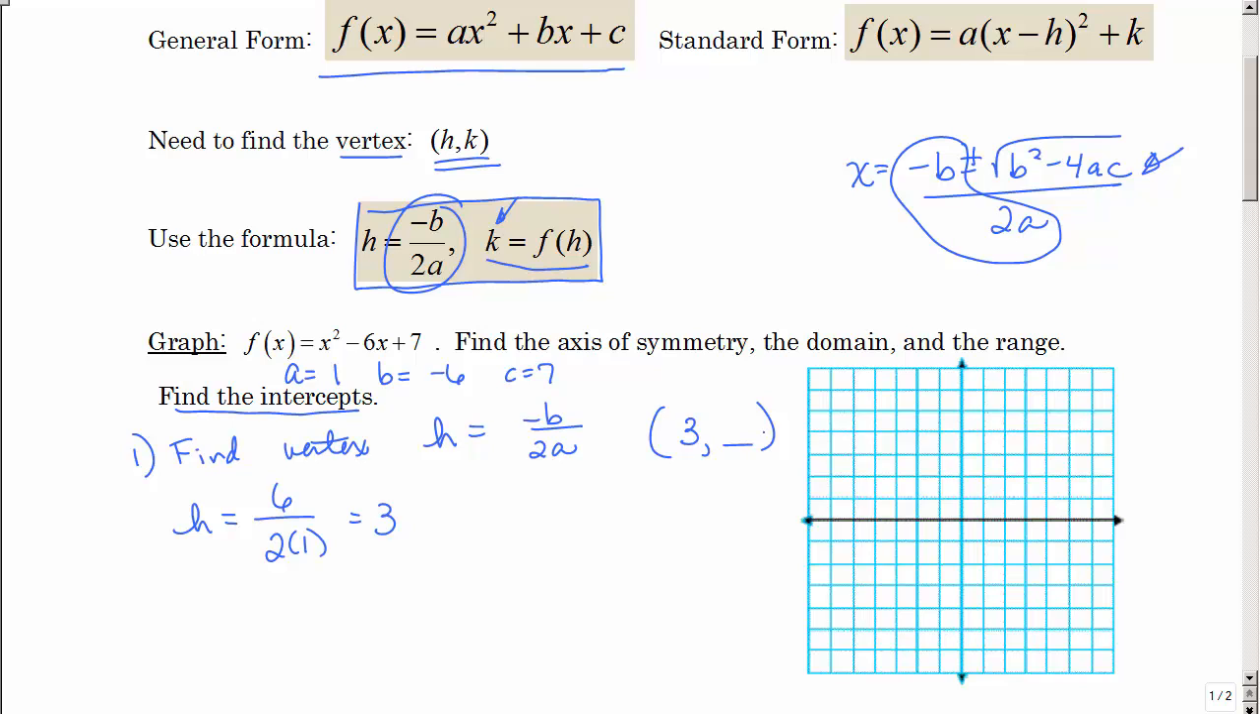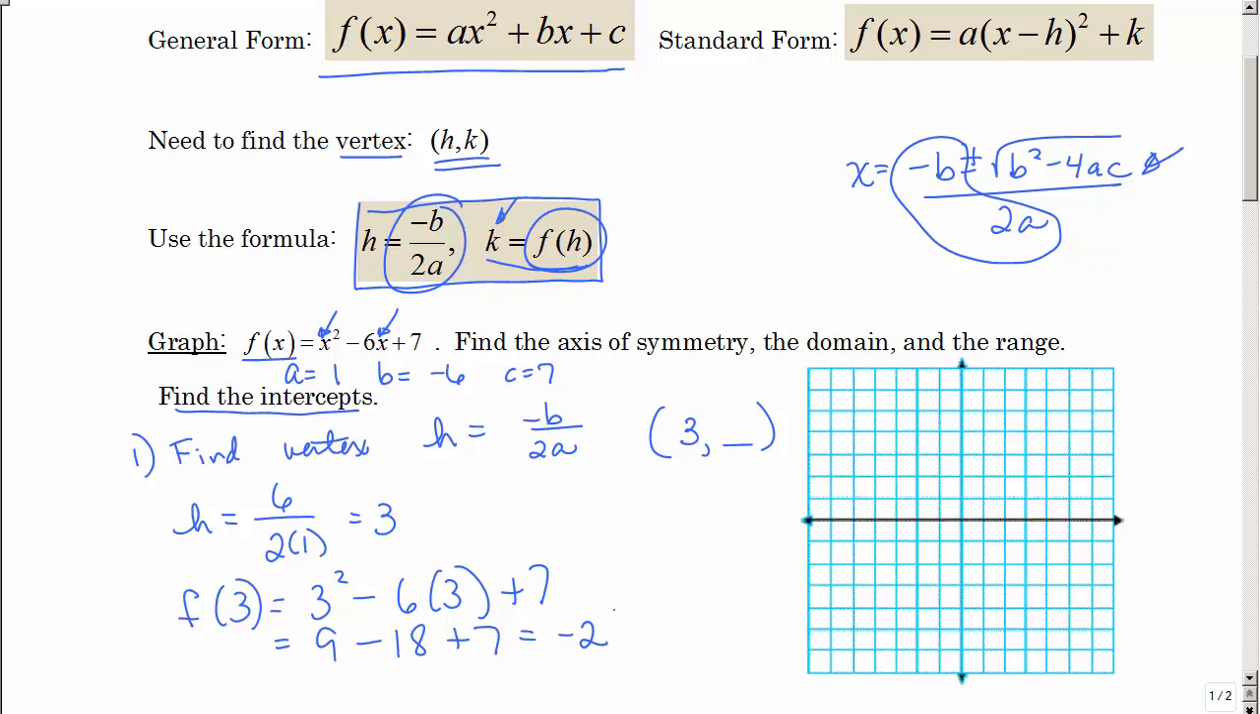Now how do I find the second half of that? Well, I go back to my function and I find f of 3. That's really what that means. f of h, what was h? It was 3. So I have to plug in 3 everywhere there is an x. So we have 9 minus 18 plus 7. That's negative 9 plus 7, which is negative 2. So that is my vertex: 3, negative 2. Over 3, down 2. That's my vertex. How do I graph it?